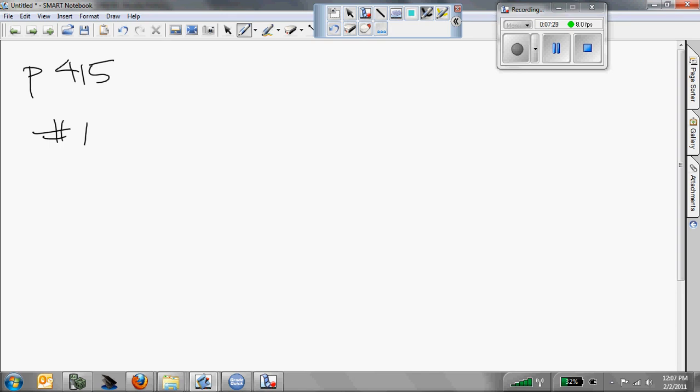Number 3, mu is equal to 980. That's the claim. The sample standard deviation is given. Sample mean is given. It says the sample data appear to come from a normally distributed population. Therefore, the sample size is irrelevant. And sigma is known to be 30. Therefore, we'd use a normal distribution for number 3.